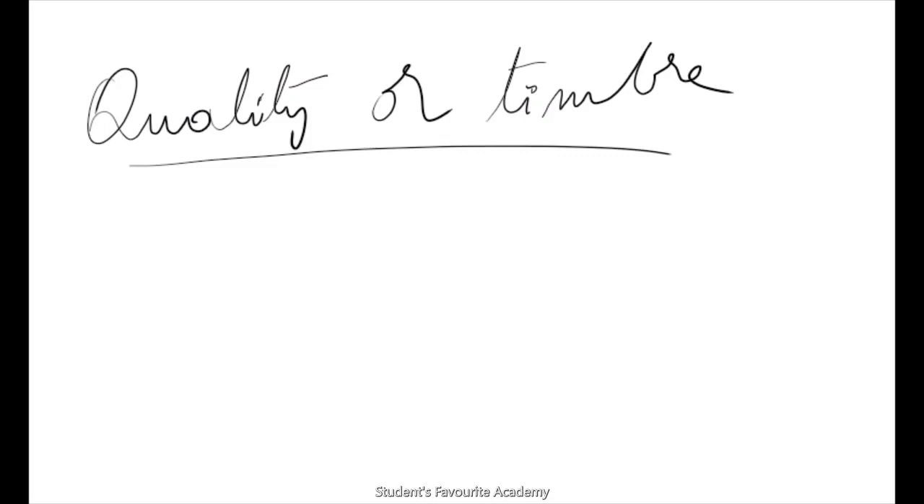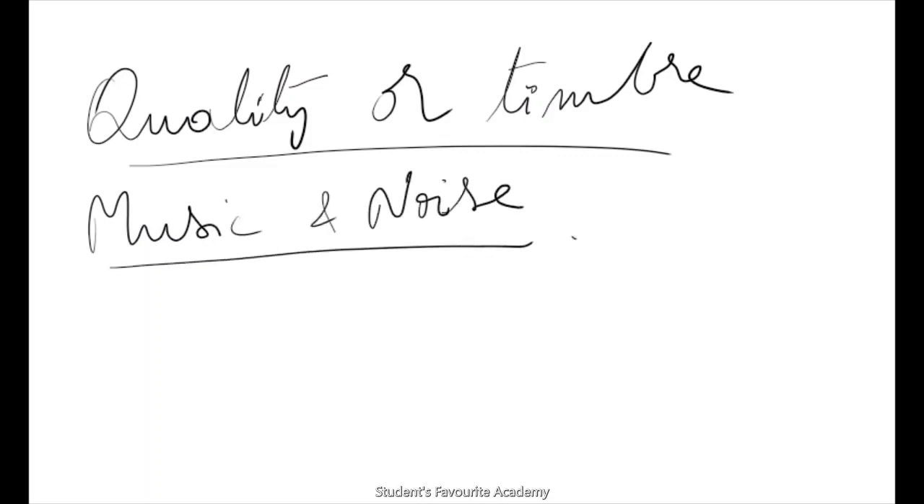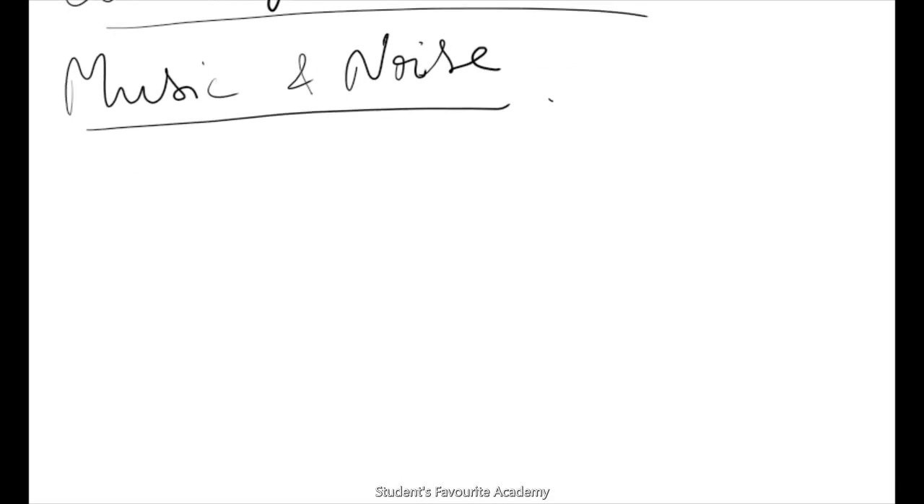Now, next is music and noise. Music is a pleasant, continuous, uniform sound produced by regular and periodic vibrations. Okay, it's a pleasant sound, continuous sound, and uniform sound produced by regular and periodic vibrations. For example, the sound produced by a violin, piano, or flute. These are all musical notes, musical sound.